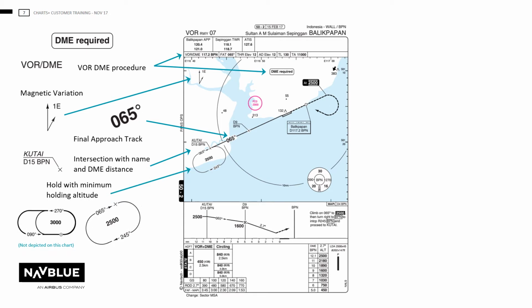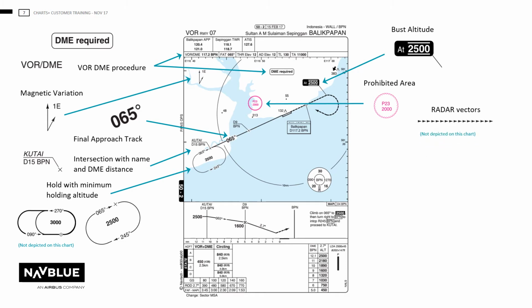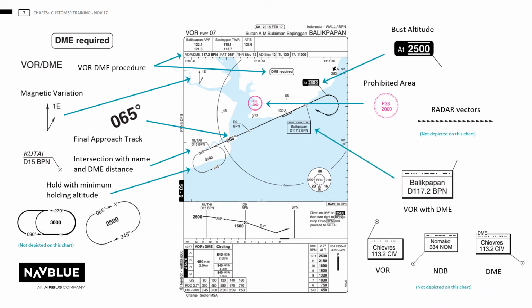The holding patterns with the minimum holding altitude. In this example, NavBlue is showing a standard 1-minute hold. All prohibited, restricted and danger areas are to be shown on all IAC charts. The location of the VOR DME without the coordinates.